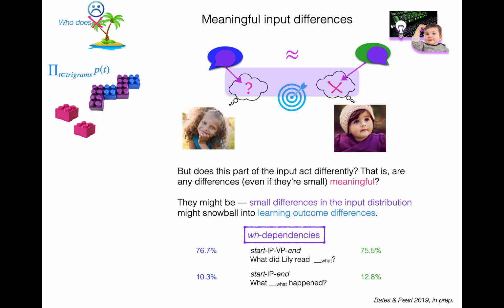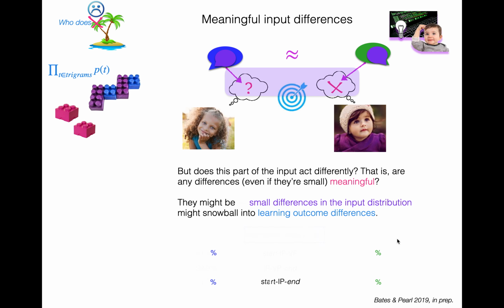And so, for example, if we look at WH dependencies across these two input samples, you can see that the most frequent WH dependency is a matrix clause object, like what did Lily read, start IP VP end. It makes up about 3/4 of the WH dependency input, but it's slightly more frequent in our low SES sample. And the next most frequent one is a matrix clause subject dependency, like what happened, so start IP end, and that's a little bit more frequent in the high SES input sample, but overall these make up like 80-some, almost 90% of the input, right?